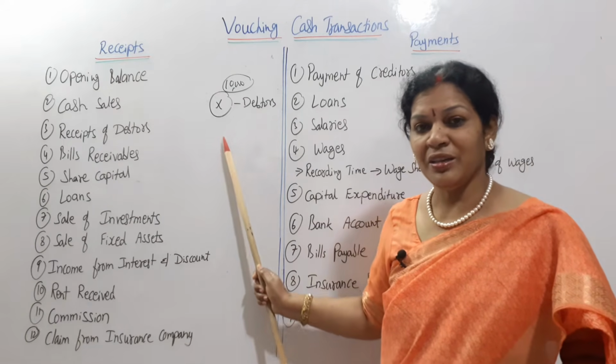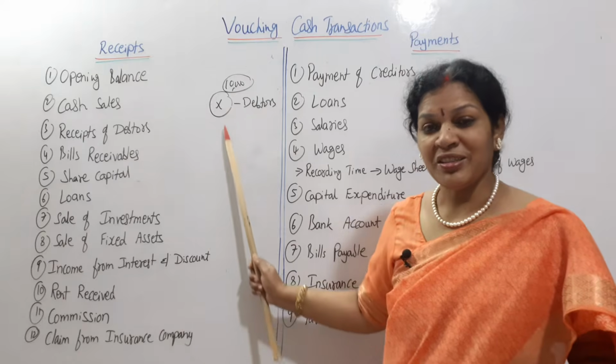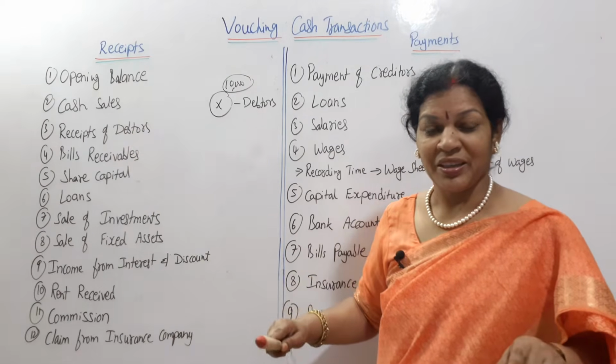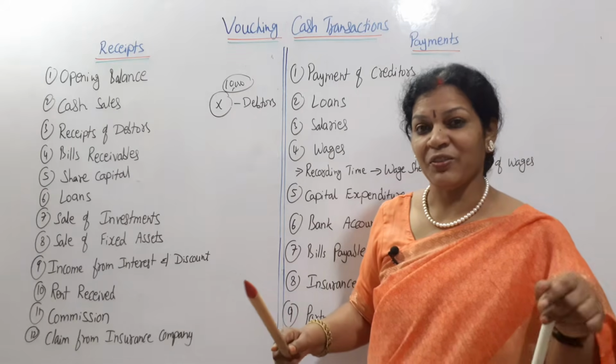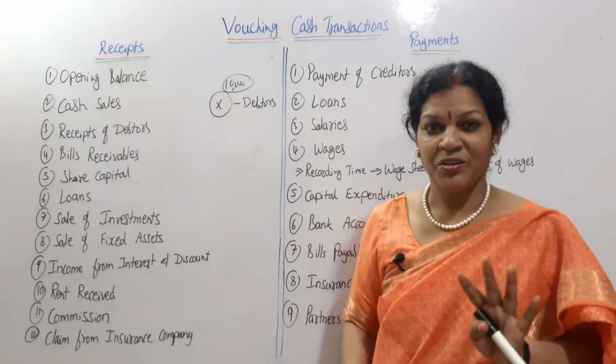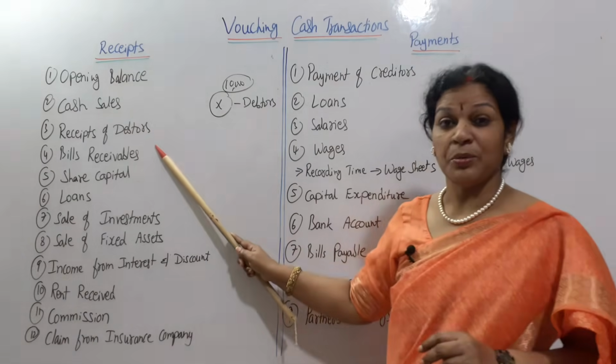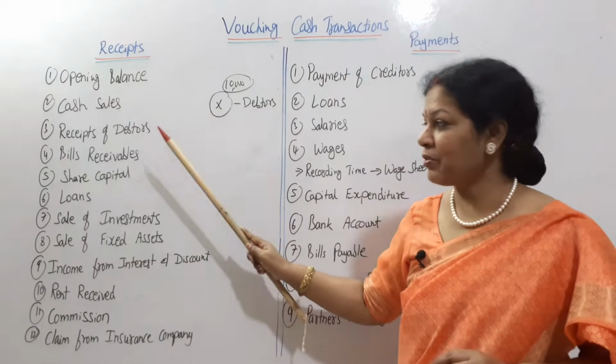And how many members are there, what is the amount, how much we are receiving from them, put a tick mark. Then you will come to know how much is left over. Are you getting it? Just focus. So that is cash receipts from debtors, how much we are receiving from debtors.